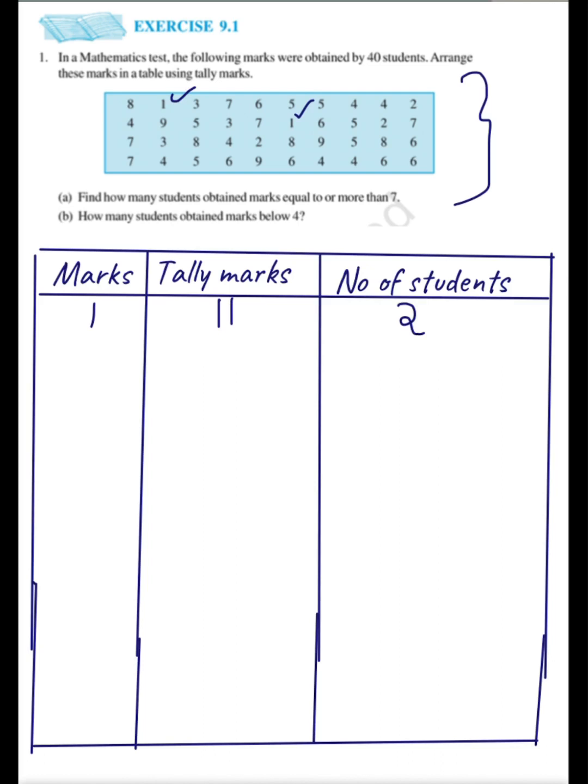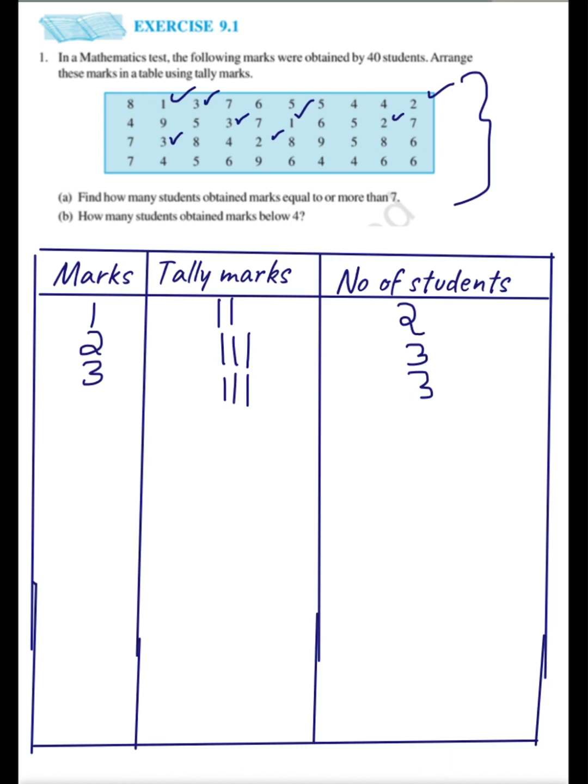Now the next one is 2, marks 2, and you have to count how many students got mark 2. So 1, 2, 3. Okay, 3 students got marks 2. So how will you draw the tally marks? 1, 2, 3. Now 3. Here you can see 1, 2, 3, only 3 times. So 3 students got marks 3. 3 students. So tally marks will be like this.